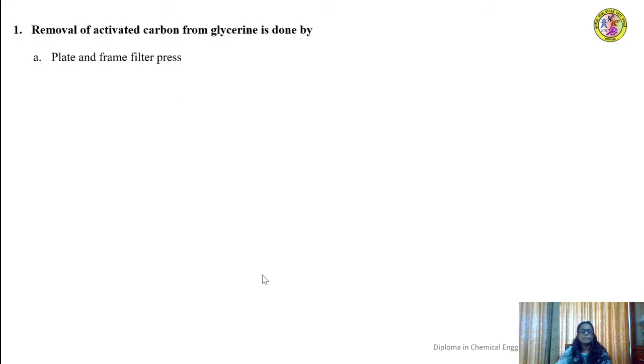So this is a recap. So let us go through a few multiple choice questions. Removal of activated carbon from glycerin is done by plate and frame filter press, rotary drum filter, basket centrifuge, none of these. So it is a plate and frame filter press which is used for this particular application.